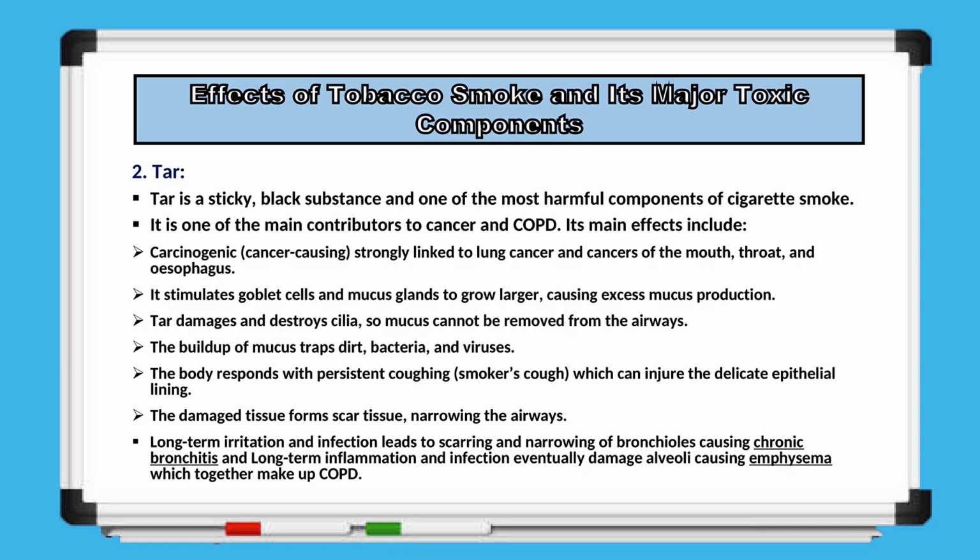Over time, the damaged tissue forms scar tissue, narrowing the airways. Long-term irritation and infection lead to scarring and narrowing of the bronchioles, causing chronic bronchitis. Continued inflammation and damage to the alveoli result in emphysema. Together, these conditions make up chronic obstructive pulmonary disease, or COPD.